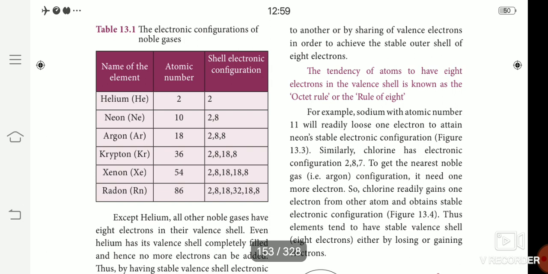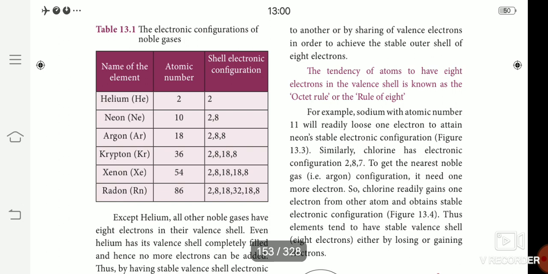So for helium, neon, argon, krypton, xenon and radon, we have the atomic number and shell electronic configuration. In helium, 2 electrons fill the first shell. Then neon, number 10, has 2 shells, and the electronic configuration is 2 and 8, because the first shell has 2 and the second shell is 2s2 and 2p6.